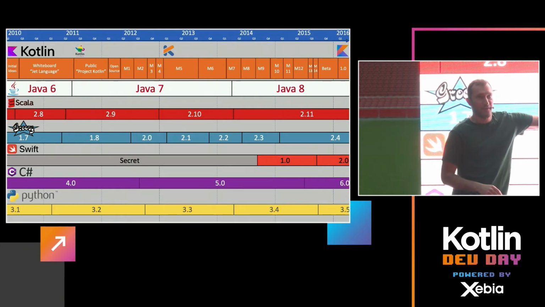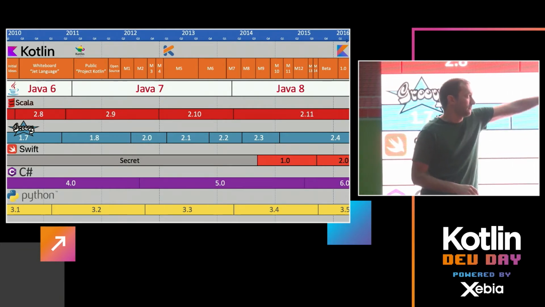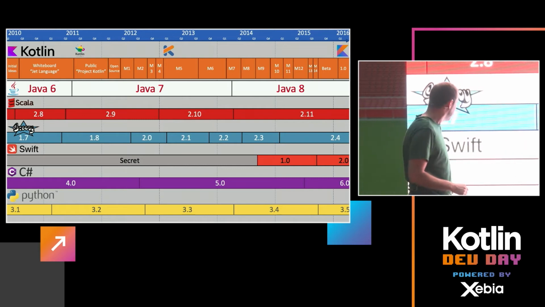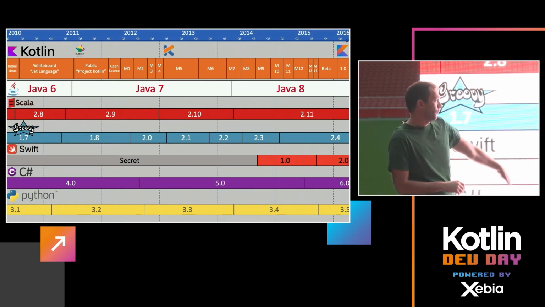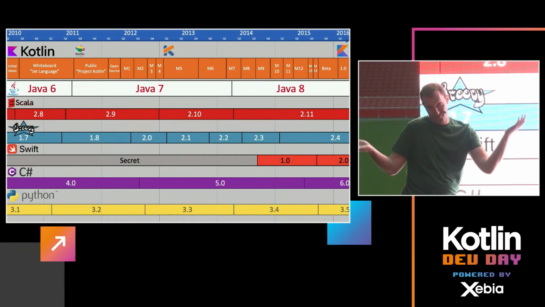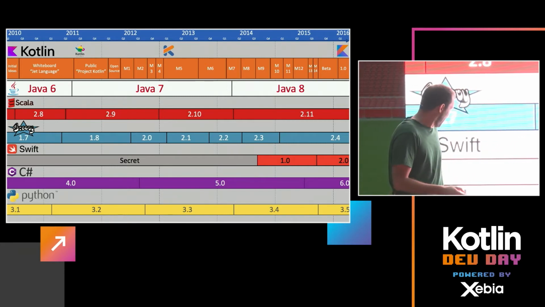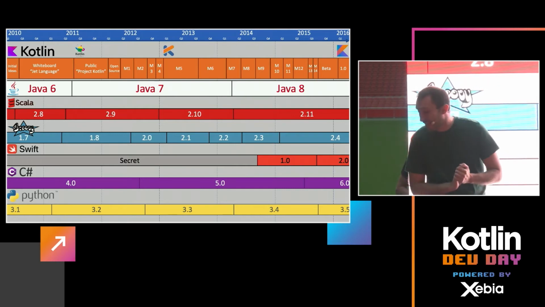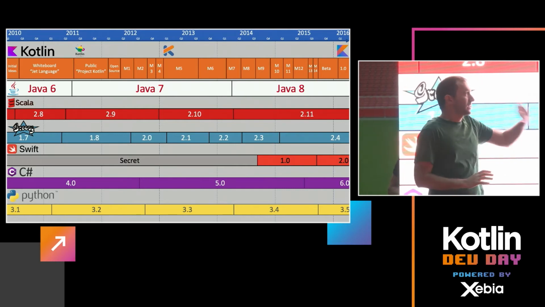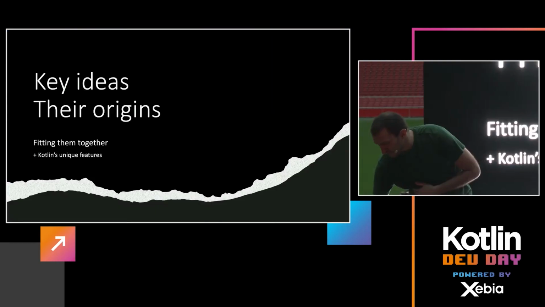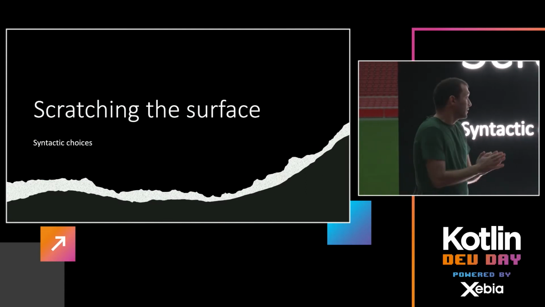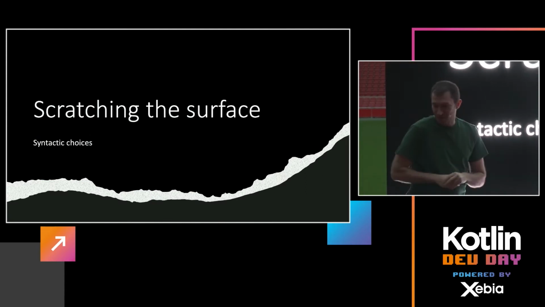So it was only at the very end of our development cycle that we could look at Swift. And C# was 4, 5, and 6. Python versions are complicated, but 3 was already around. So keeping that in mind, this is the context of how we worked on it. Let's begin with scratching the surface.